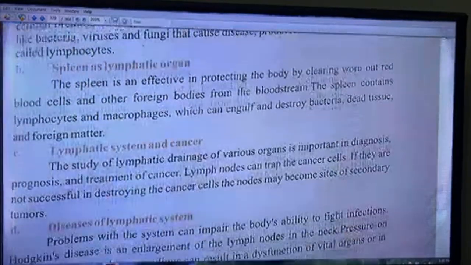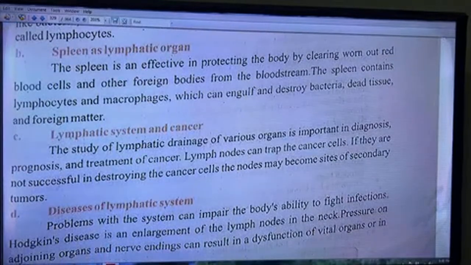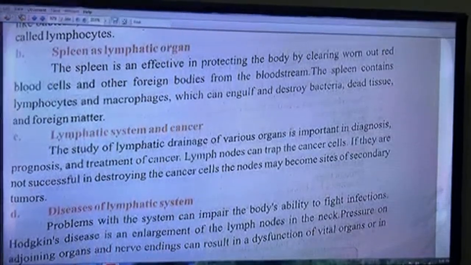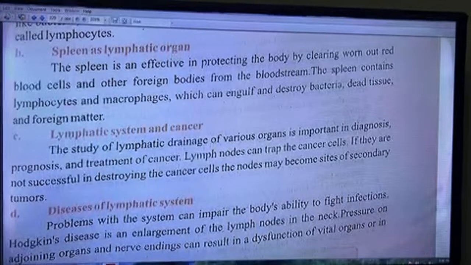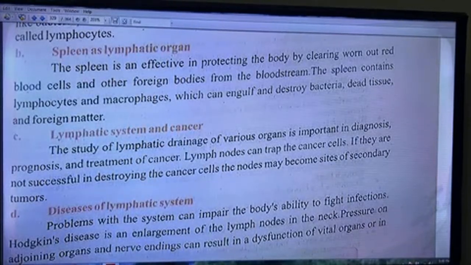The spleen is a lymphatic organ. The spleen has an effect in protecting the body by clearing worn out red blood cells and other foreign bodies from the bloodstream. The spleen contains lymphocytes and macrophages, which can engulf and destroy bacteria, dead tissue, and foreign matter.